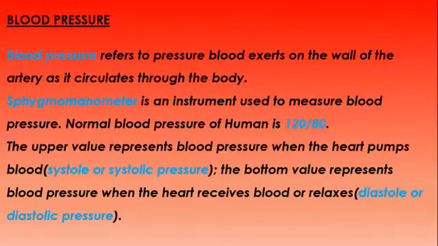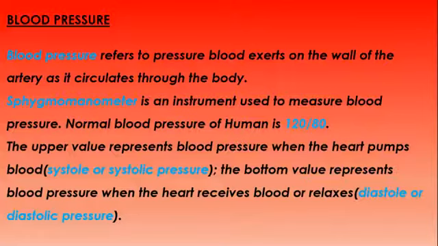What is the meaning of these values? The upper value represents blood pressure when the heart pumps blood. When the heart pumps blood, it does so under pressure. And the term is systole. And the pressure is called systolic pressure. Now the bottom value represents blood pressure when the heart receives blood or relaxes. We call it diastole or diastolic pressure.